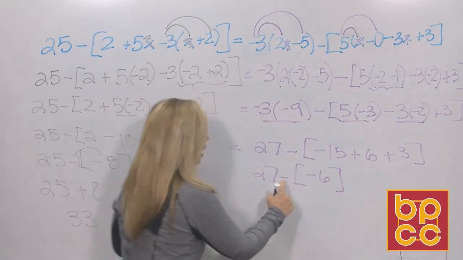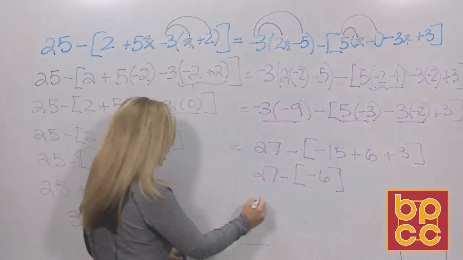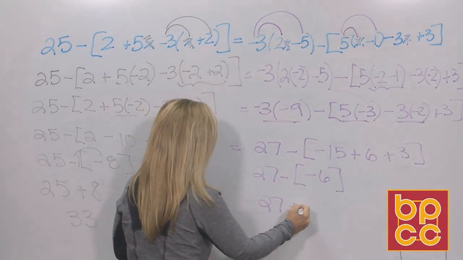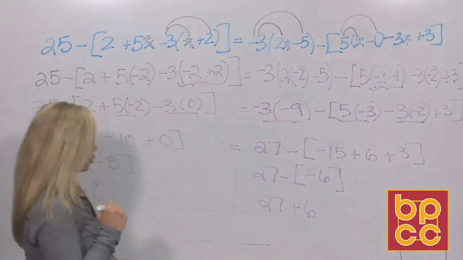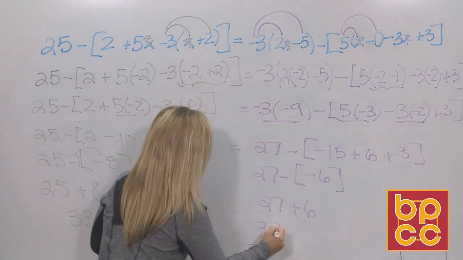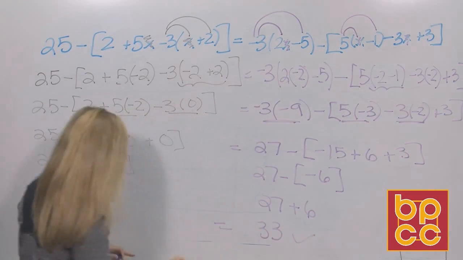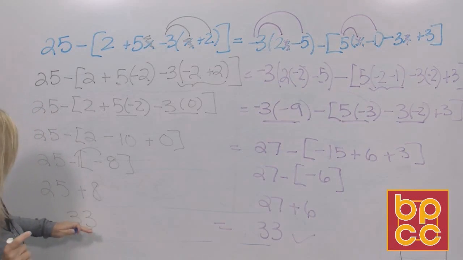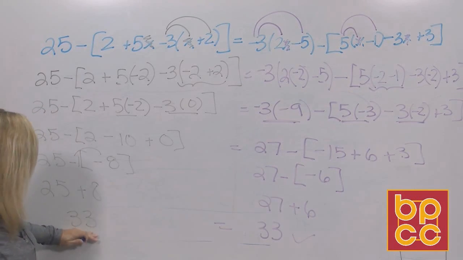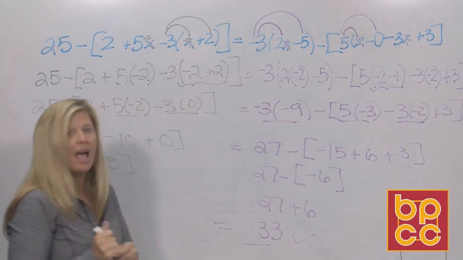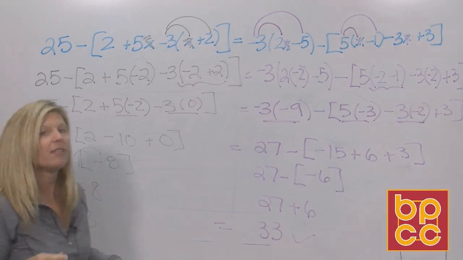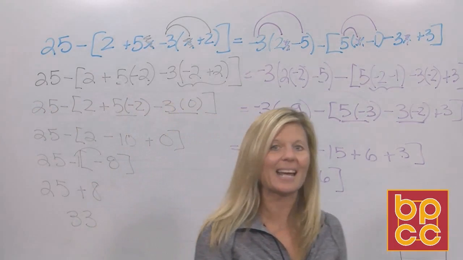Up, 2 negatives make a what, y'all? A positive, because subtracting means to add the opposite. 27 plus 6 is 33. There's your balance. When you're done checking, I should see a statement that balances. 33 equals 33. And all that does is prove that your answer, x is negative 2, was correct.